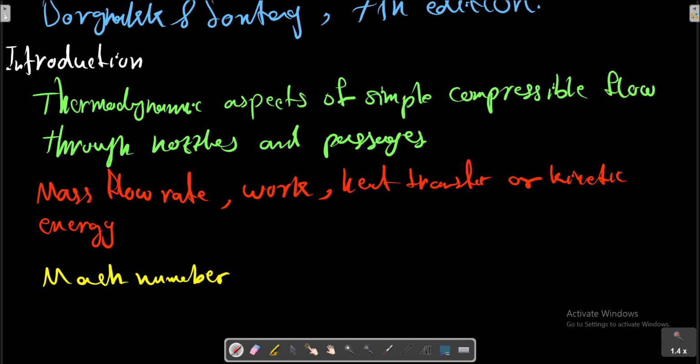This is an introduction. The first section is the stagnation property.